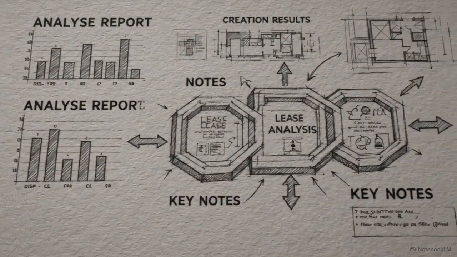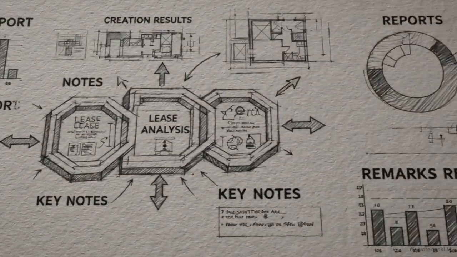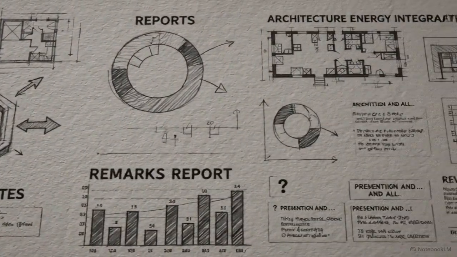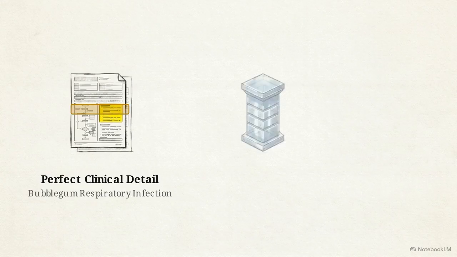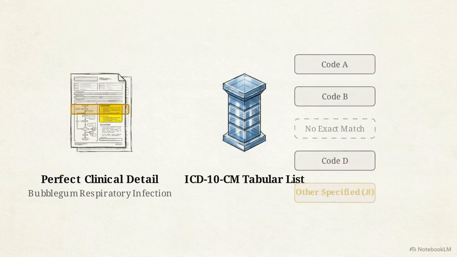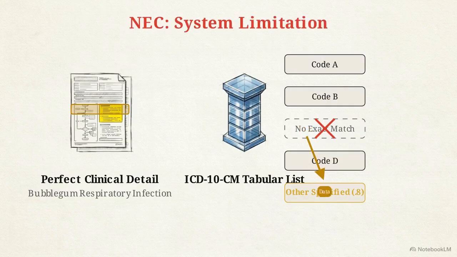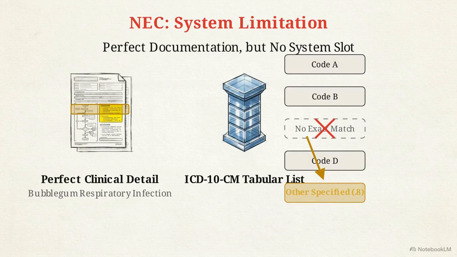NEC, or not elsewhere classifiable, is the exact opposite. This occurs when the provider's documentation is highly specific and robust. Suppose the chart states the patient has a bubblegum respiratory infection. You have exactly what the clinical situation is. But when you cross over to the ICD-10-CM database, there is nowhere to place it. Despite possessing a wealth of clinical detail, the coding system lacks a unique, exact code for this specific condition. Therefore, NEC is a system limitation. The chart is complete, but the classification system falls short.